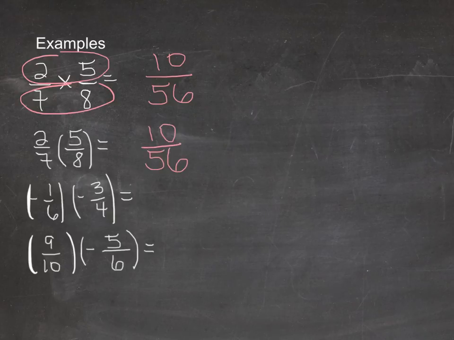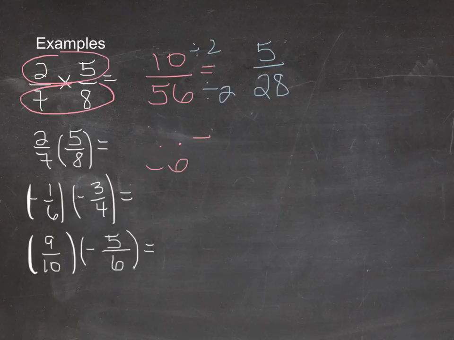Okay, I should also reduce my answers. So let's look up at the top one. 10 over 56, I can reduce that. I can divide both the top and the bottom, both the numerator and denominator, by 2. So 10 divided by 2 is 5, and 56 divided by 2 is 28. So that fraction does reduce to 5 over 28.